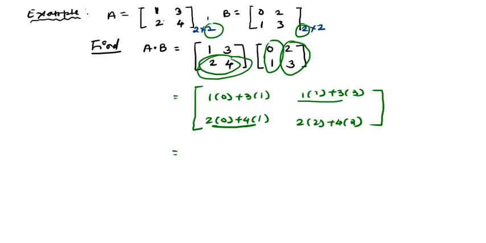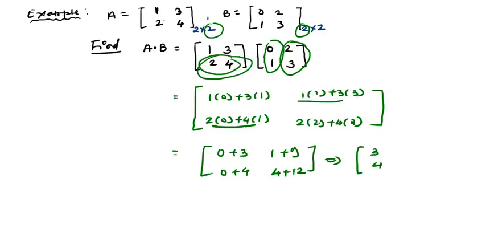Okay, so this is equal to, now take this multiplication. 1 into 0 is 0 plus 3. This will be 1 plus 9. Then this will be 0 plus 4. Then this will be 4 plus 12. So which is 3, 4, 10 and 16. So this is our required matrix, which is of order 2 by 2.